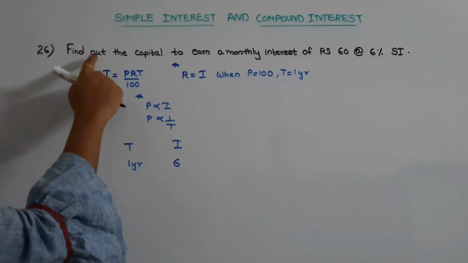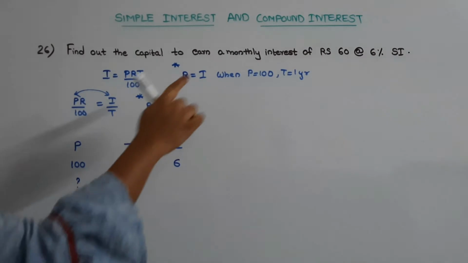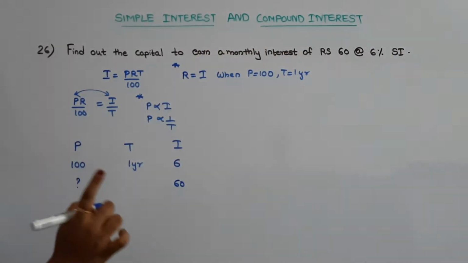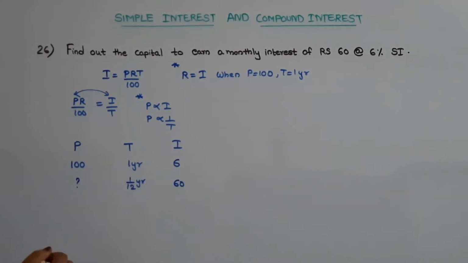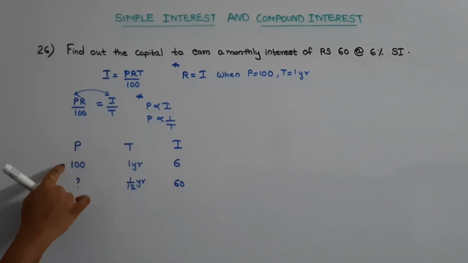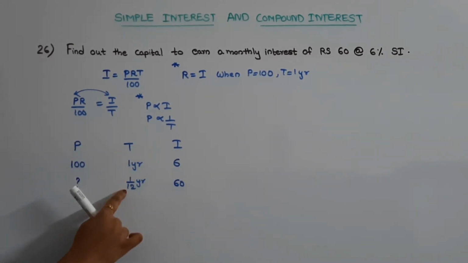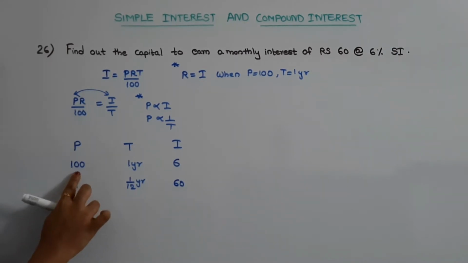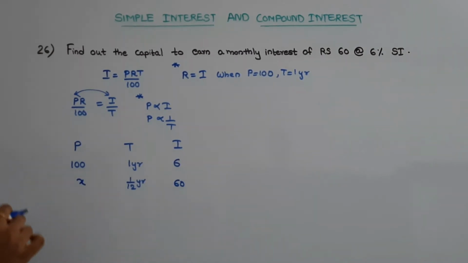In this question they are asking us to find out the principal when the interest is 60 and time period is 1 month. 1 month can be written as 1 by 12 year. If interest is 6, time period is 1 year, principal is 100. Now if interest is 60, time period is 1 by 12 year, what will be the value for the principal? Let us consider it as x. So we need to find out the value of this x.